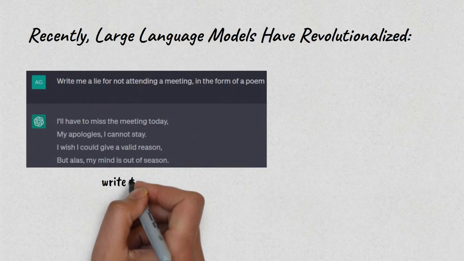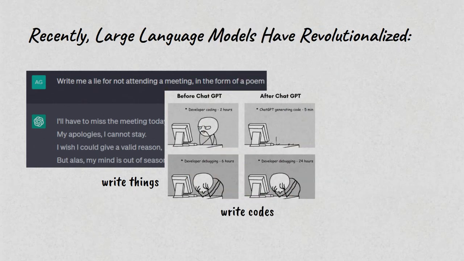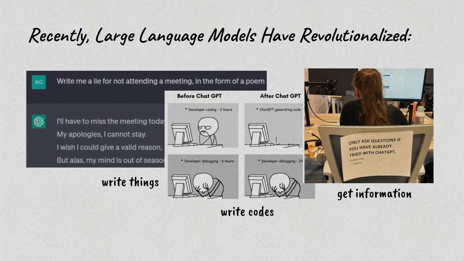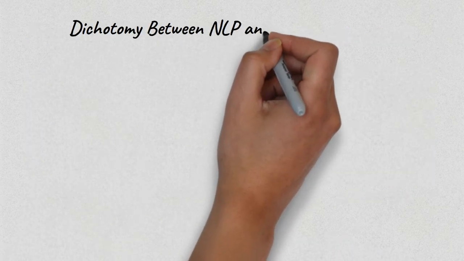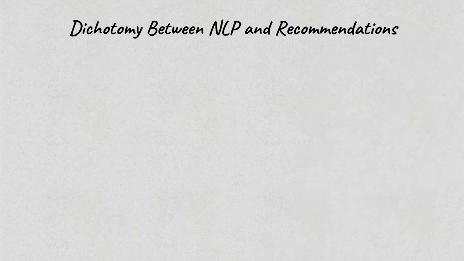Recently, large language models have become a heated topic. They revolutionize how we can write things, write code, and get information. Therefore, it is natural to think how recommender systems can benefit from LLMs. However, the dichotomy between natural language and recommendation hinders an effective adaptation of LLMs to the recommendation task.